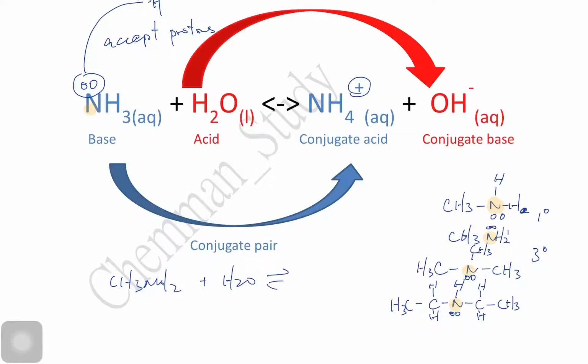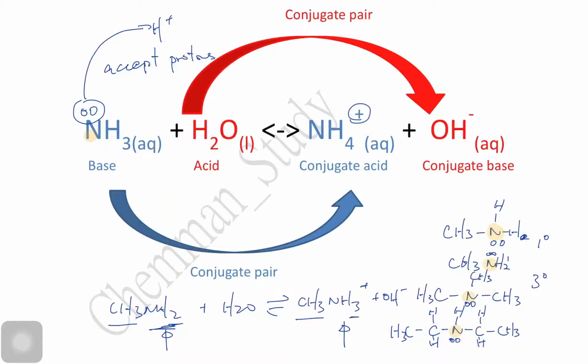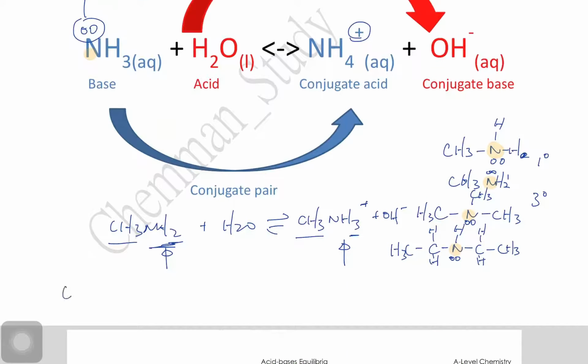But once they accept a proton, you just put the extra proton connected to the nitrogen. That's why NH3 will become NH4 plus. That means the carbon groups, no matter CH3 or CH2, you just keep them as they are. The only change is making one more hydrogen bonded to the N of the amine, because only the N will have the lone pair of electrons. That's why the equation will be like that.